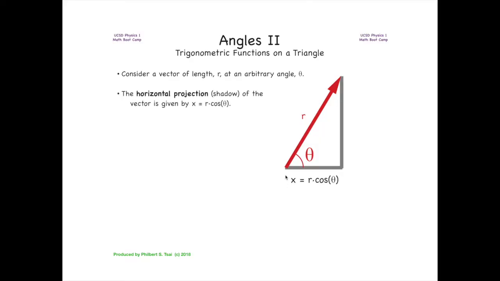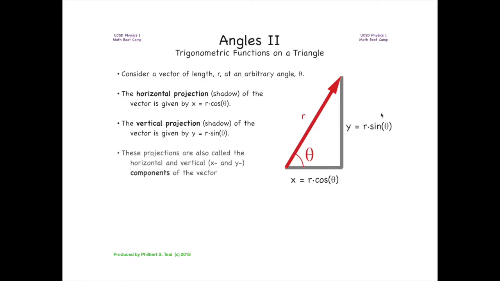The horizontal projection of this vector is given by r cosine theta. The horizontal projection or shadow of this vector, the x component, is given by x is equal to r cosine theta, while the vertical projection or vertical shadow of the vector is given by y is equal to r sine of theta. These projections are also called the horizontal and vertical components of this arbitrary vector.